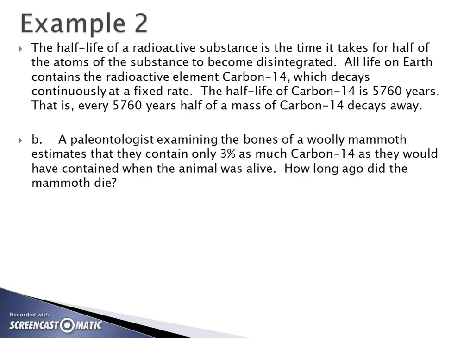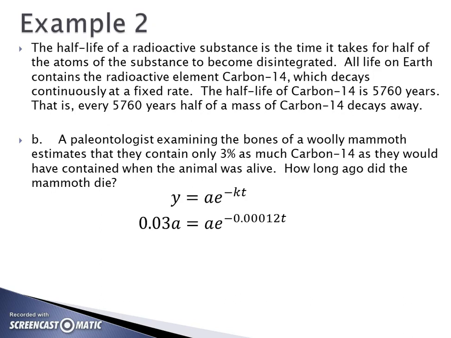So let's use that to solve our next problem, where a paleontologist is examining the bones of a woolly mammoth, estimates that they contain only 3% as much carbon-14 as they would have contained when it was alive. So how long ago did the mammoth die? Again, we don't know a, but we know that y is 0.03 of a. And we're using our k this time as 0.00012. We don't know t.